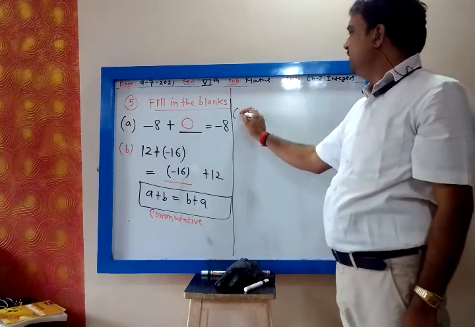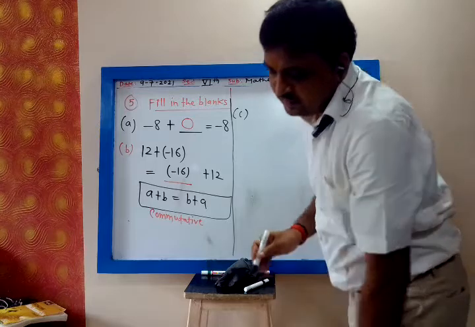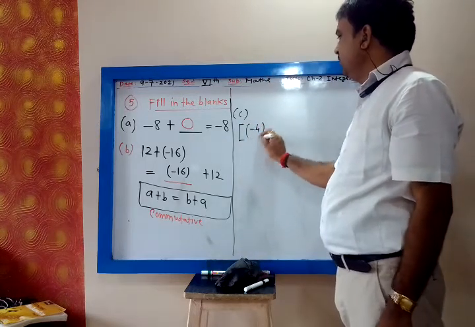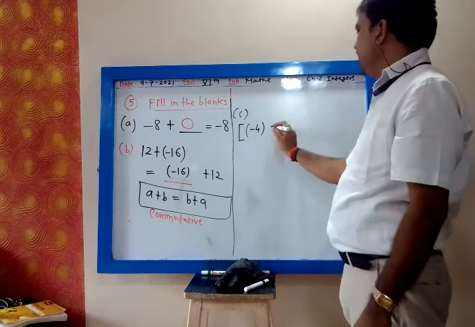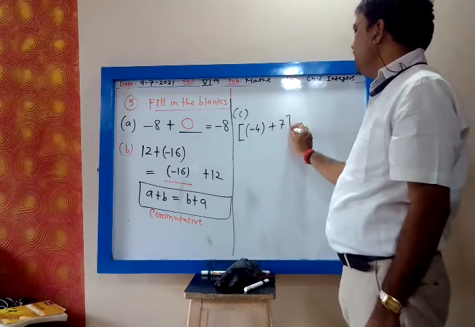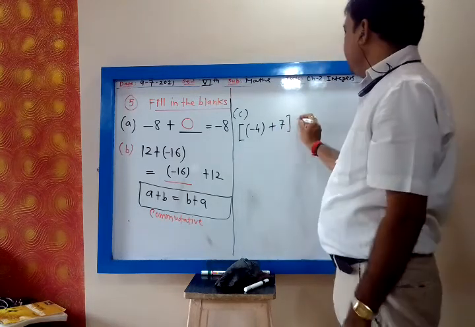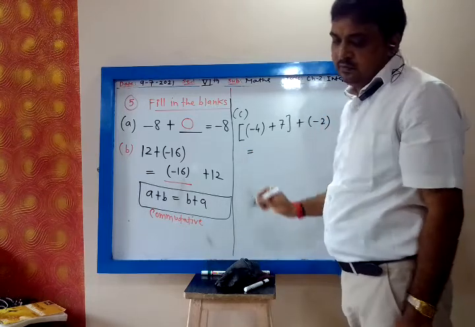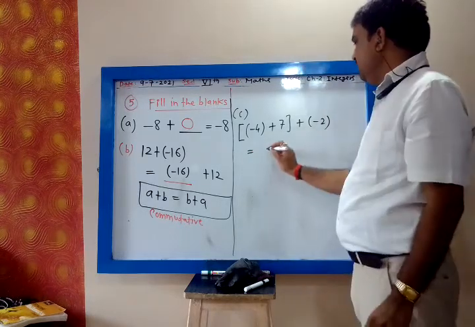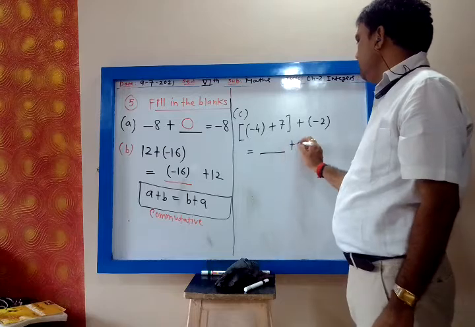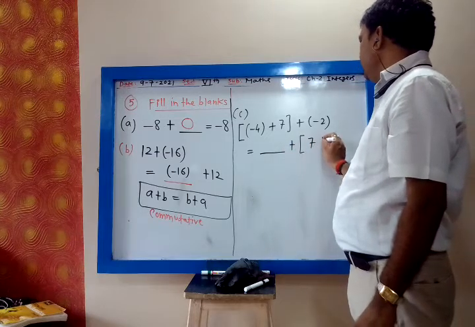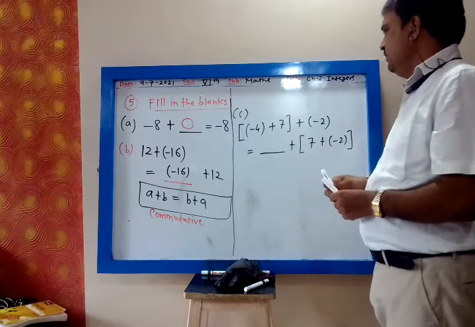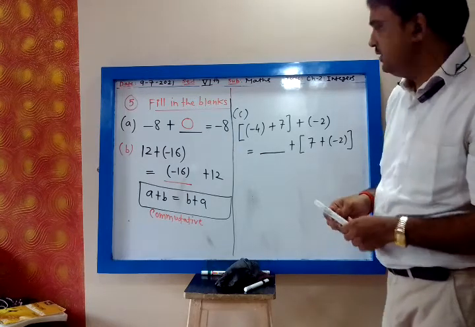Then C part, we have bigger bracket, minus 4 plus 7 in the bigger bracket plus minus 2 is equal to plus bigger bracket 7 plus minus 2, minus 4.